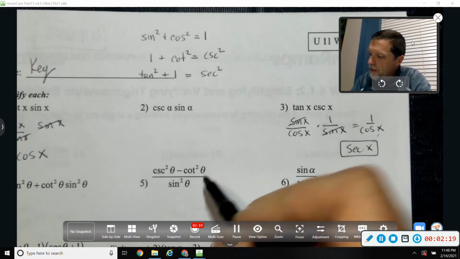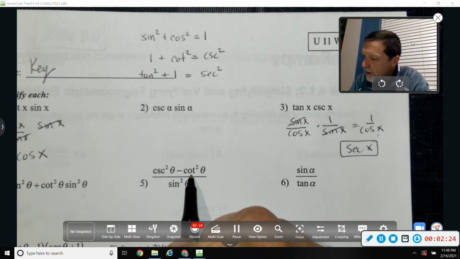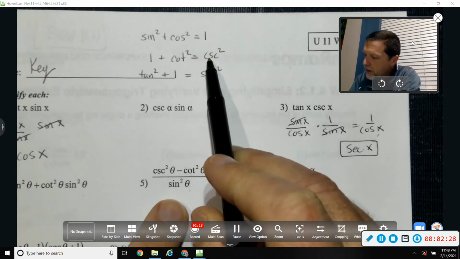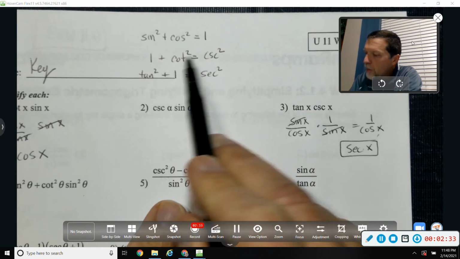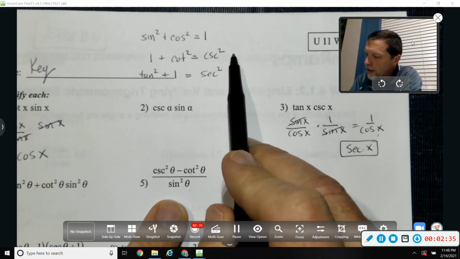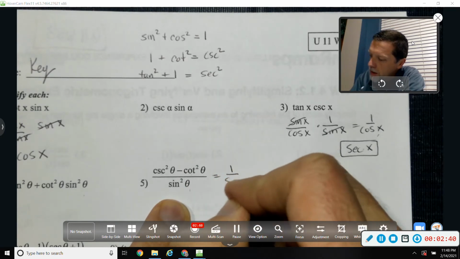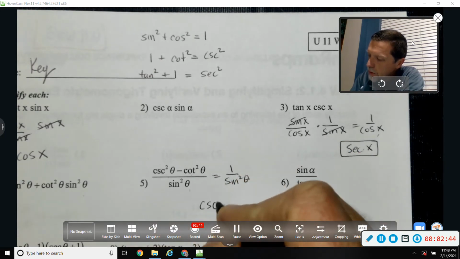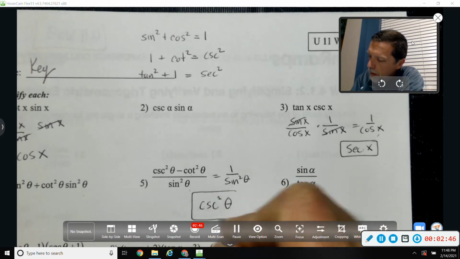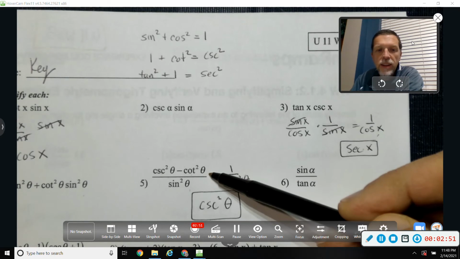Number 5. Cosecant squared minus cotangent squared over sine squared. So I'm looking back up. Cosecant squared minus cotangent squared: if I just move the cotangent over, then cosecant squared minus cotangent squared is 1. And 1 over sine squared would be cosecant squared. So if you know the Pythagorean identities, that was an easy one.